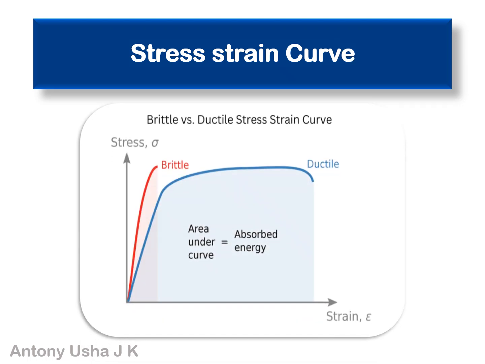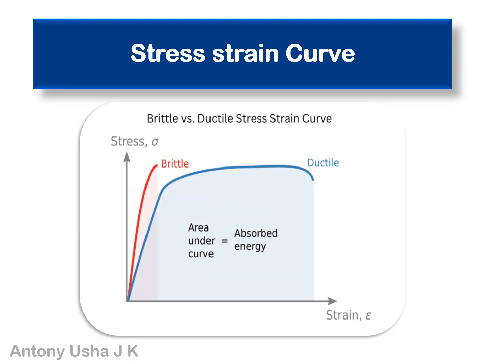Stress strain curve. For brittle material, the stress strain curve shows a steep linear rise until the fracture, with little to no plastic deformation. The area under the curve is relatively small, indicating low energy absorption before failure.